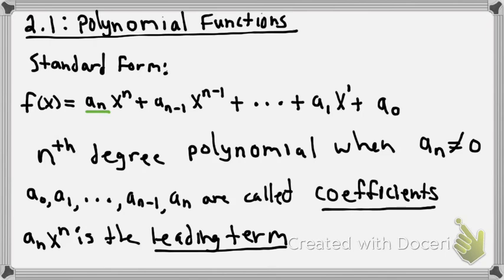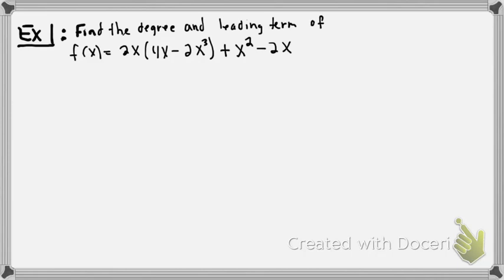So now let's take a look at an example, just to become familiar with the terminology. So example 1, let's find the degree and leading term of f of x equals 2x times the quantity in parentheses 4x minus 2x cubed plus x squared minus 2x. So the first step is to distribute the 2x and put the polynomial in what we call the standard form, and that is just where from left to right the powers of x are in descending order.